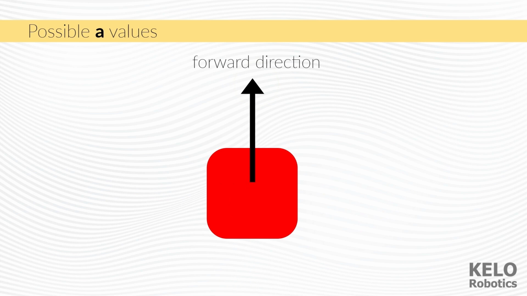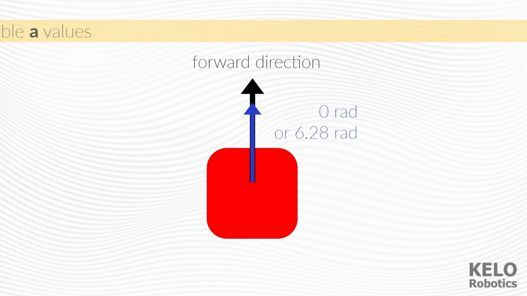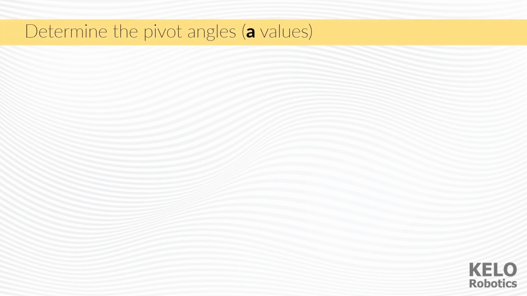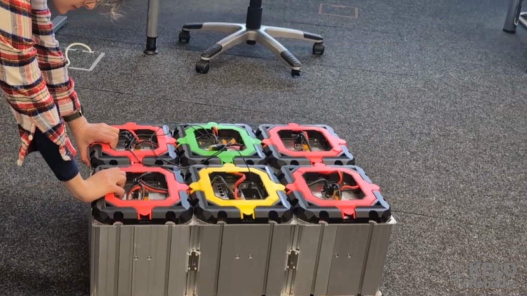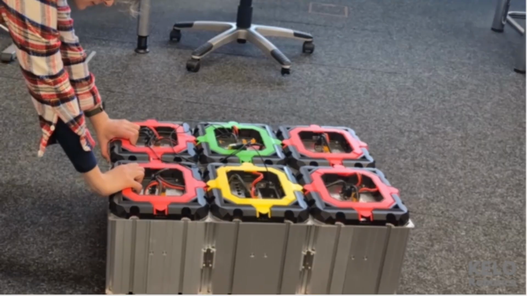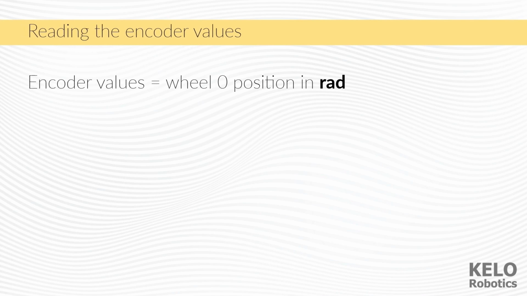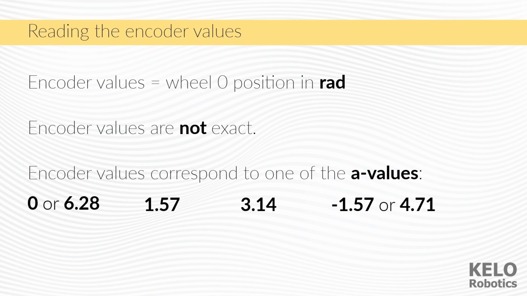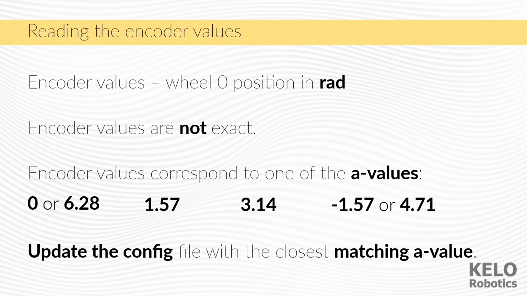Please note that if the wheel's zero position aligns with the robot's forward direction, then A is either 0 or 6.28. To determine the correct pivot angles, manually push the robot to align all wheels to the forward direction. Now if we read the encoder values, they show the wheel angles in radians. These values may not be exact, but since the wheels align to forward direction, they correspond to one of the possible A values we discussed. By interpreting the encoder readings, we can determine the closest matching A value and update the configuration file with the correct values accordingly.